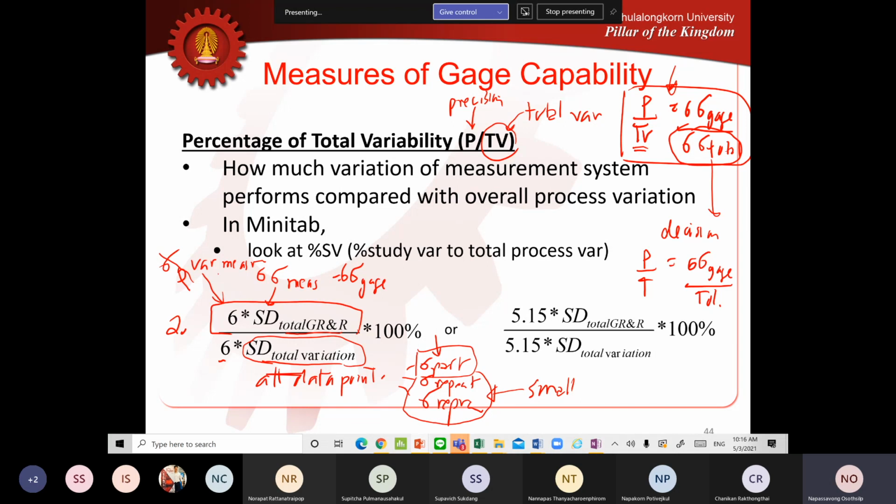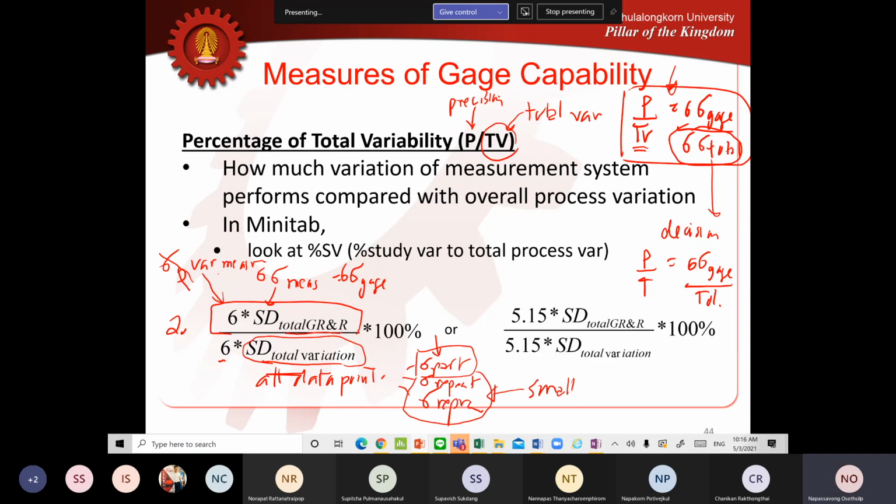And what does it imply? If this ratio is high, what does it mean? It means that the variation is not high. If this ratio is small, that means the variation of the measurement system is not high, right? Is that what you want to say?